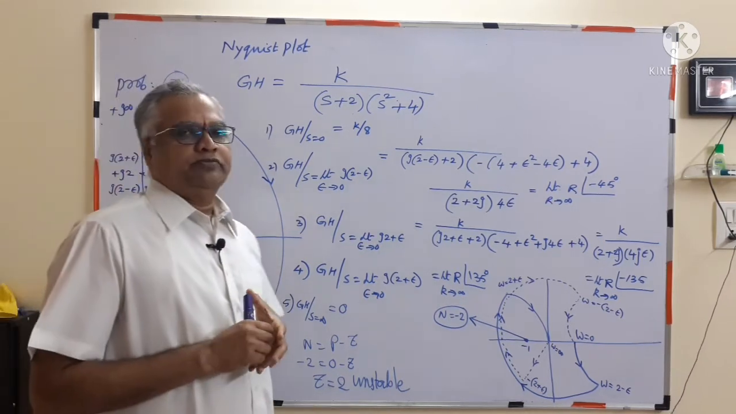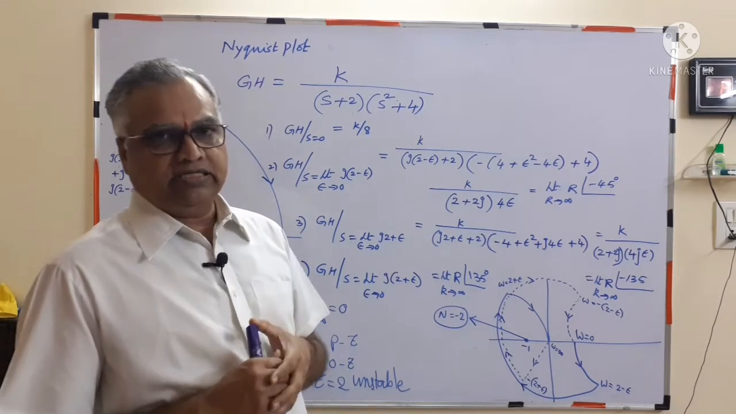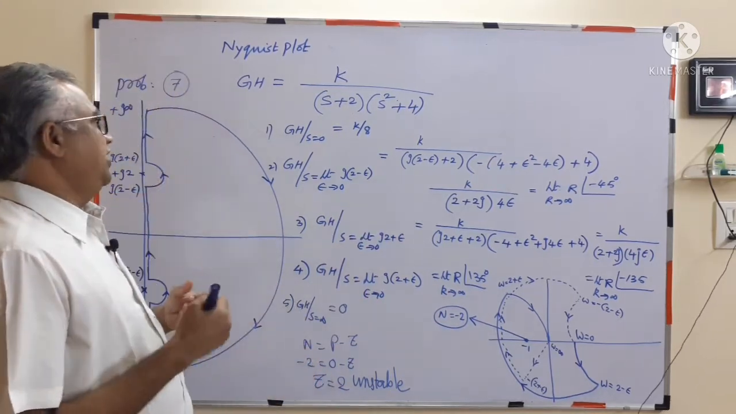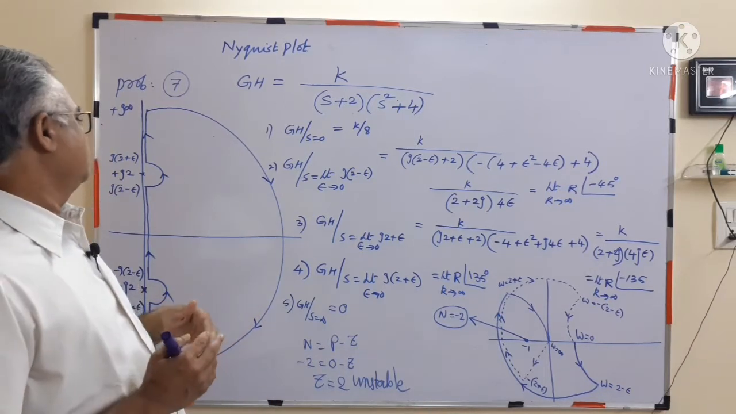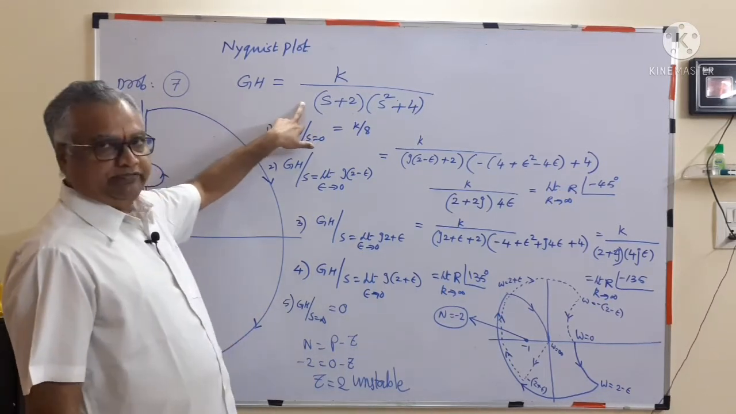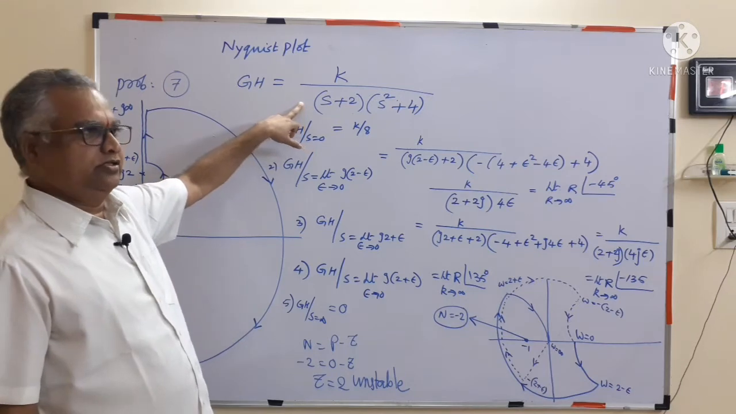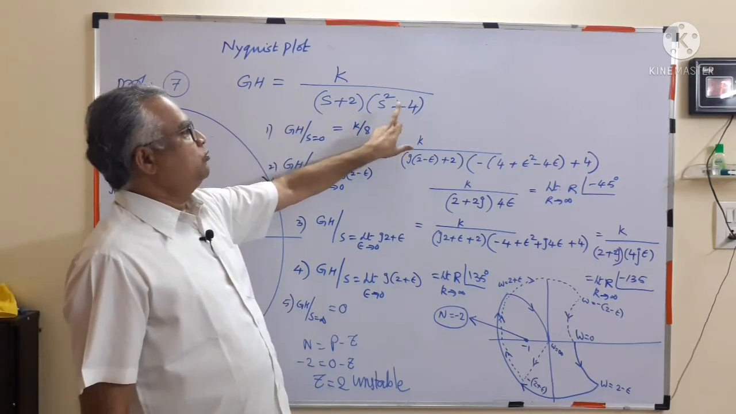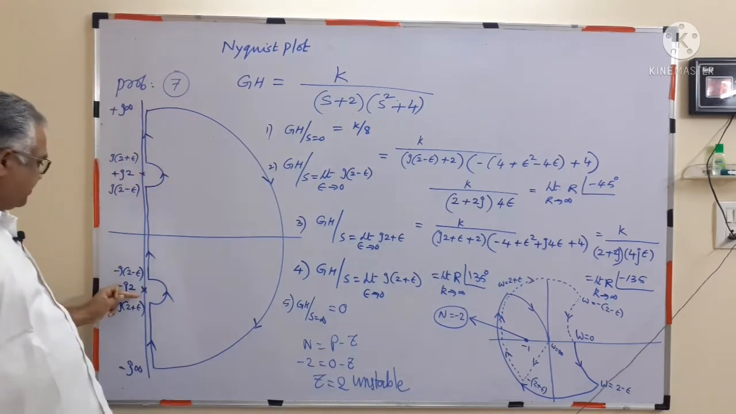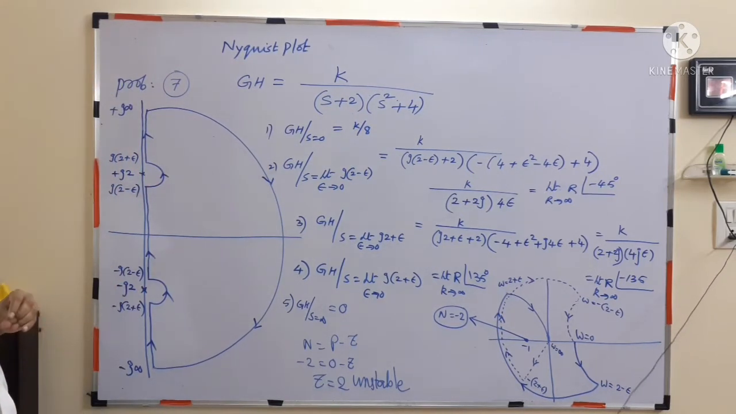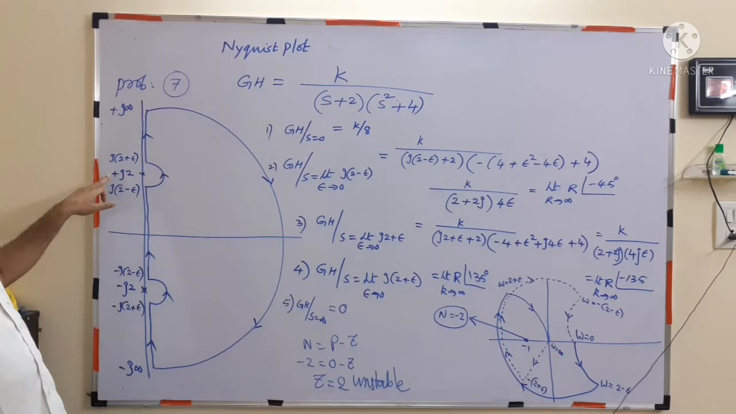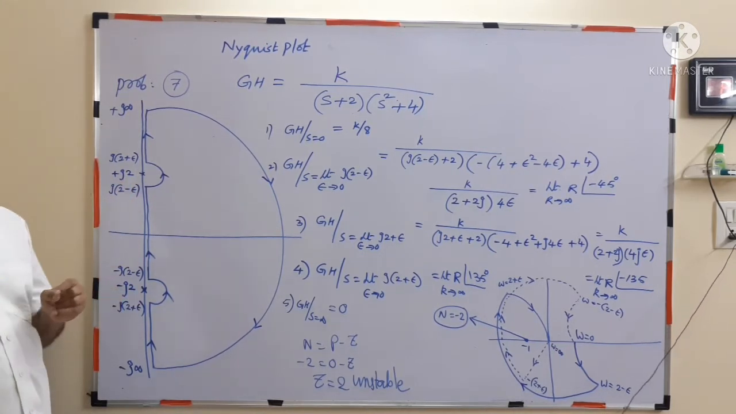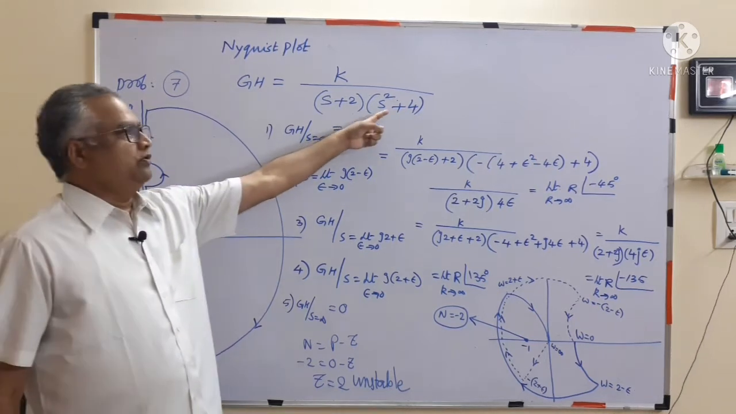Majority of the problems they give pole at origin, maybe 80-85%. So rarely or special models no pole at origin. That problem already solved. This problem specialty is poles on j omega axis. So one pole is located at plus j2, another pole located at minus j2. If you solve this, you get same.